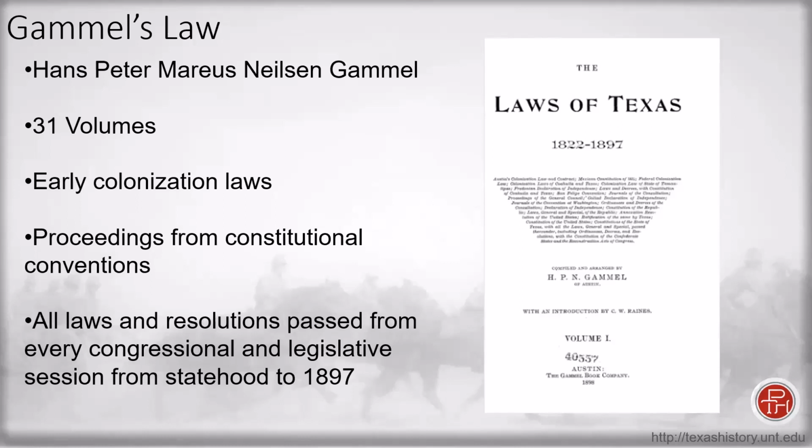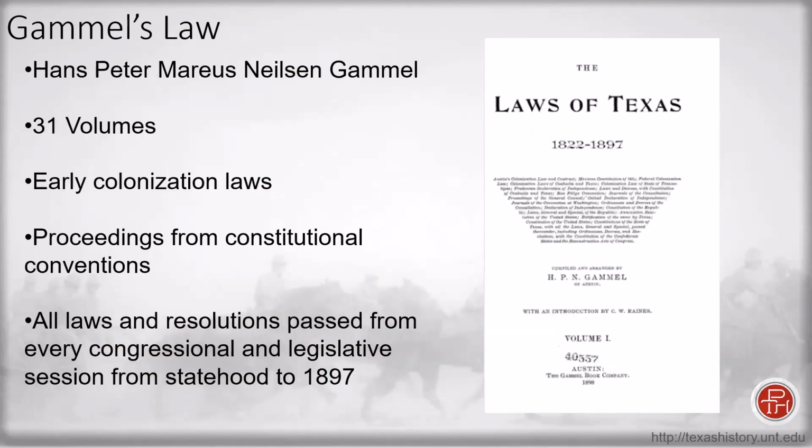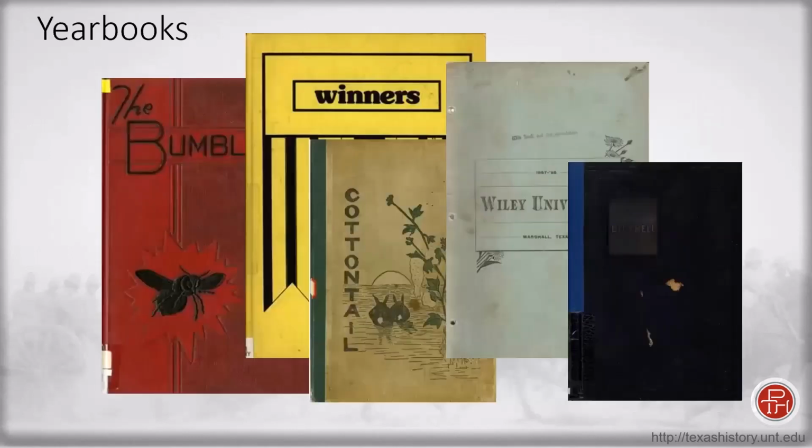whoa, slows everything down, grabs all these materials, puts them in a wagon, takes them out, hangs them out to dry, binds them, and provides us with 31 volumes of early Texas history. So we've got early colonization laws, proceedings from constitutional conventions, and all laws and resolutions passed from every congressional and legislative session from statehood until the fire in 1897. Again, all full text searchable, because they are in print format. So check them out. They've got a lot of great information in early Texas history.